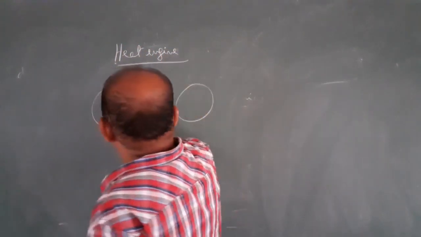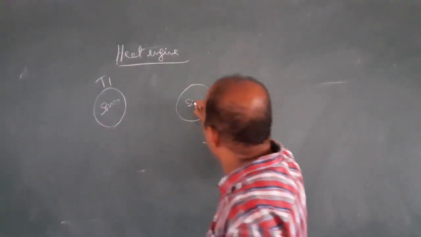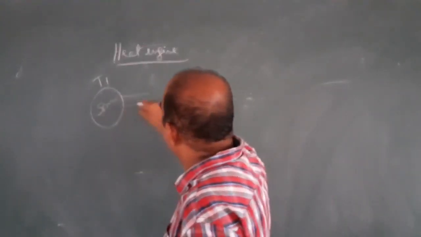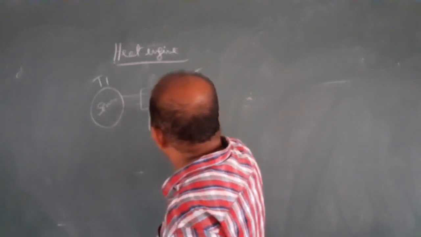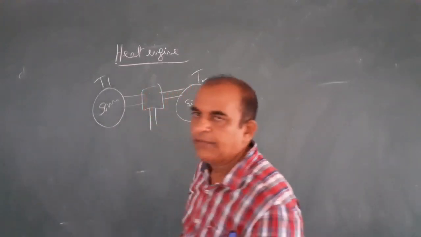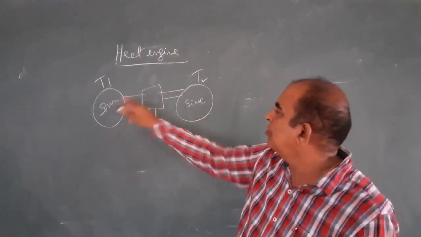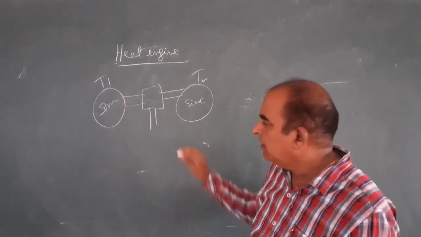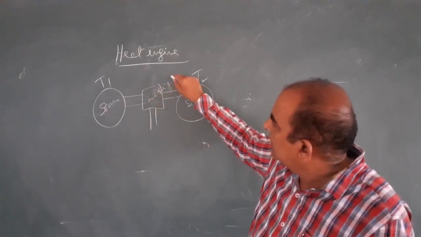This is the source at a temperature of T1. This one is the low temperature sink, temperature of T2, and some working substance is taken here. And we are transferring the heat from source to the sink through the working substance. Then the working substance, this is a working substance.